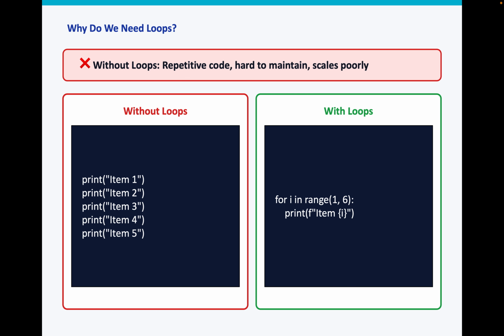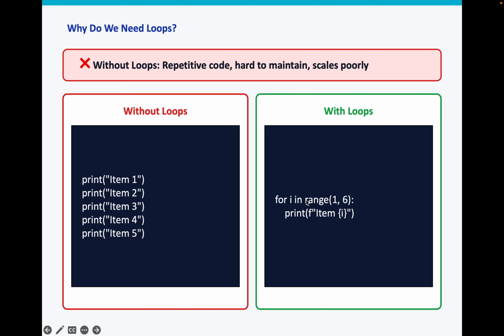Before going into the details, you must understand why we need loops. Look at the left side of the screen. This is the problem without loops. We have 5 print statements, each printing an item. If we needed to print 100 items, we would need 100 statements, right? Imagine needing to process a million records. That approach becomes impossible. Now look at the right side.